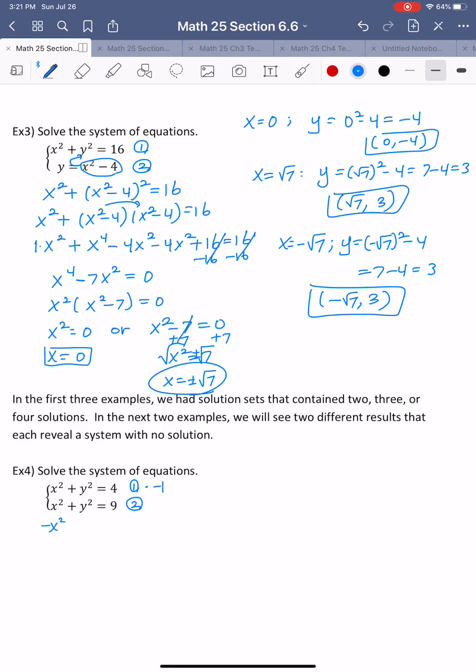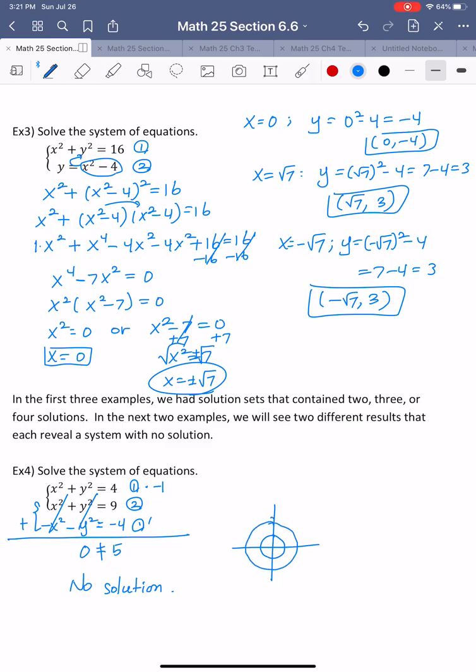That means I got negative x squared minus y squared equal to negative 4, which is 1 prime. And then I'm adding equation 2 and 1 prime. Cancel. Oh, cancel. So I got 5, which means this is not true. So this is a case of no solution, which means these two circles never meet, because one has a radius of 2 and the other has a radius of 3. Since they never meet, okay?